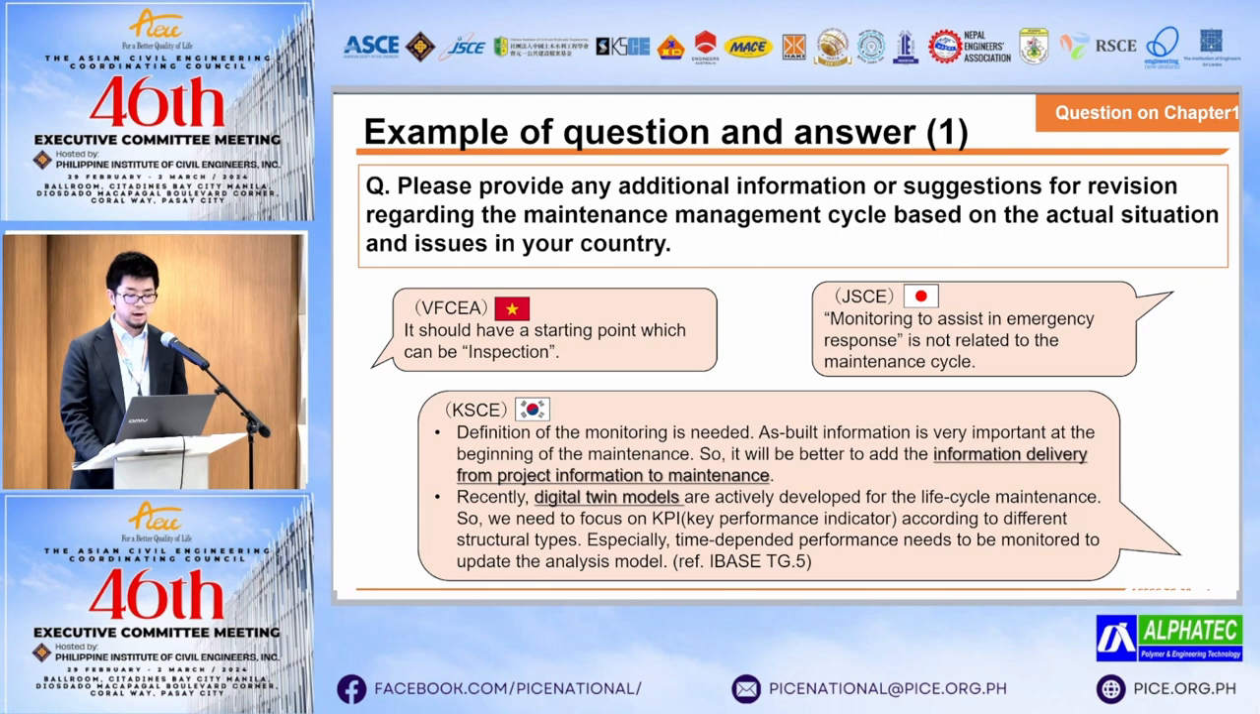KSCE pointed out a really important thing, which is about information delivery from project information to maintenance. In real situations, we have different data formats in design, construction, and maintenance. So it is pretty important to have smooth information delivery to enhance the quality of monitoring and maintenance. Also, digital twin models can be used to make the information delivery smoother, and digital twin models can also be employed to enhance the quality of the analysis model.